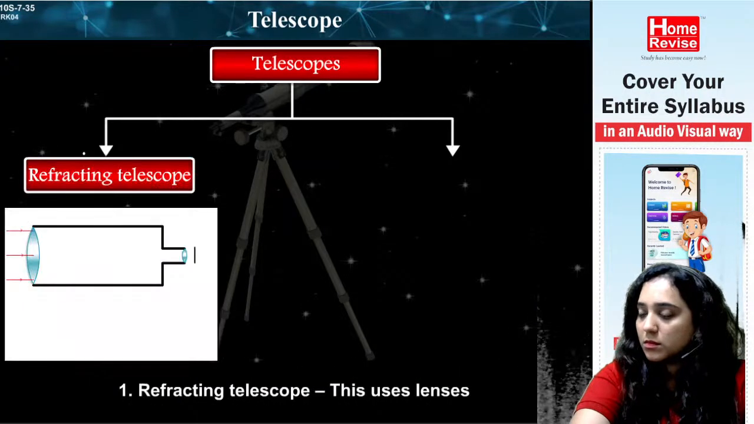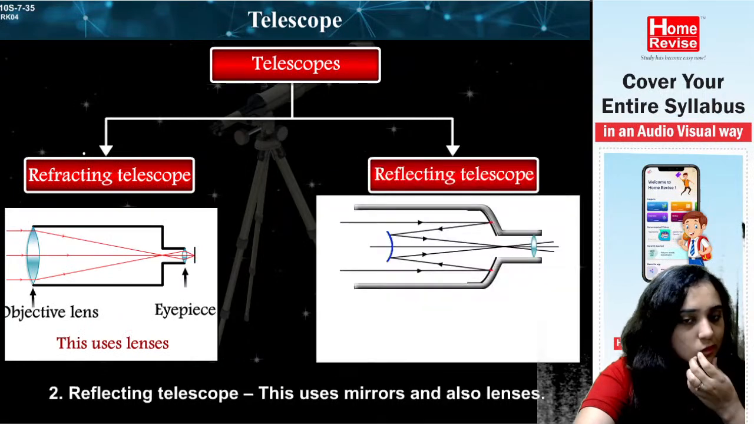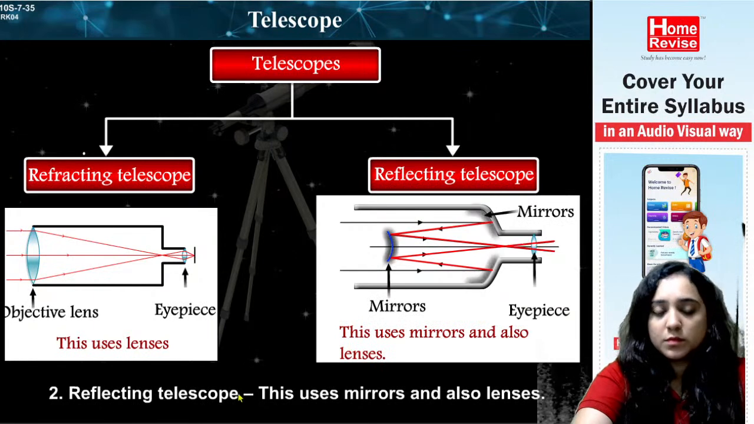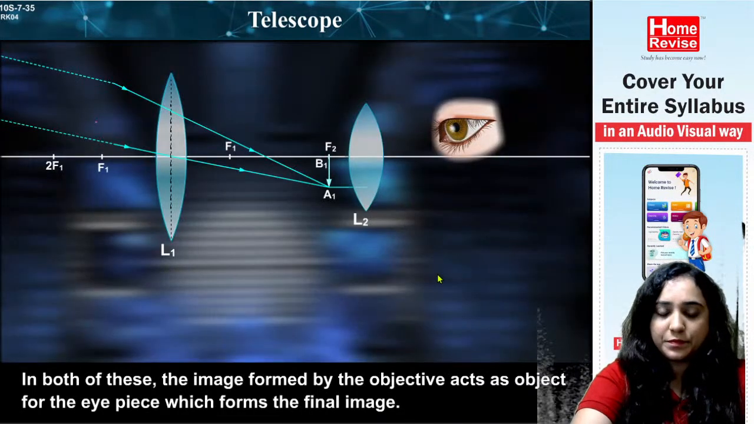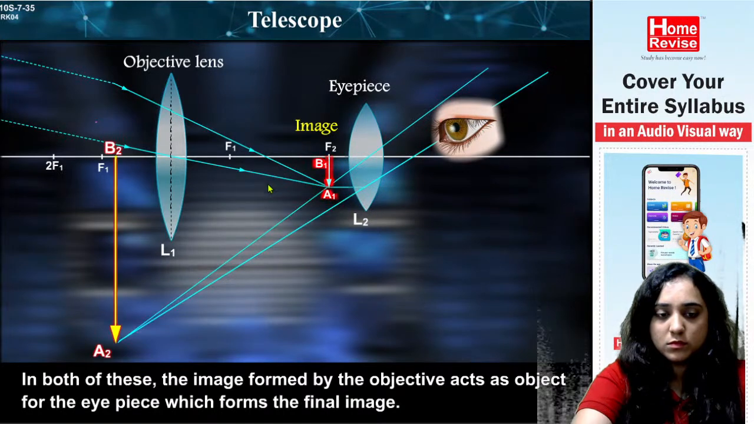One, refracting telescope. This uses lenses. Two, reflecting telescope. This uses mirrors and also lenses. So with the mirror it will reflect. The image formed by the objective acts as the object for the eyepiece, which forms the final image.